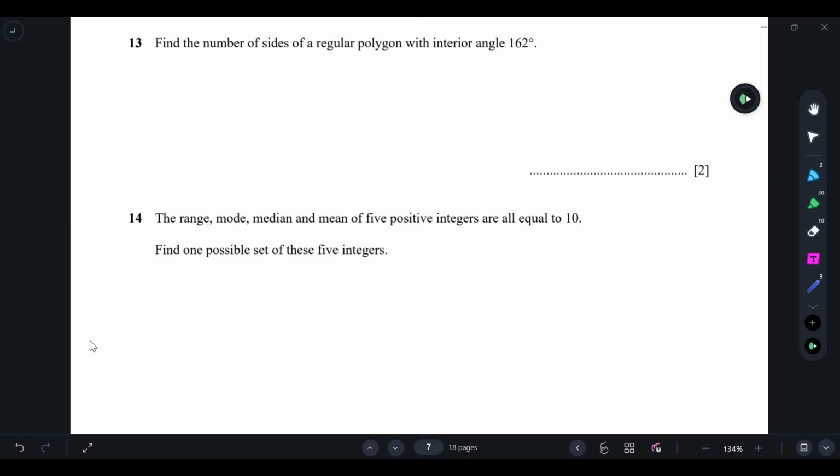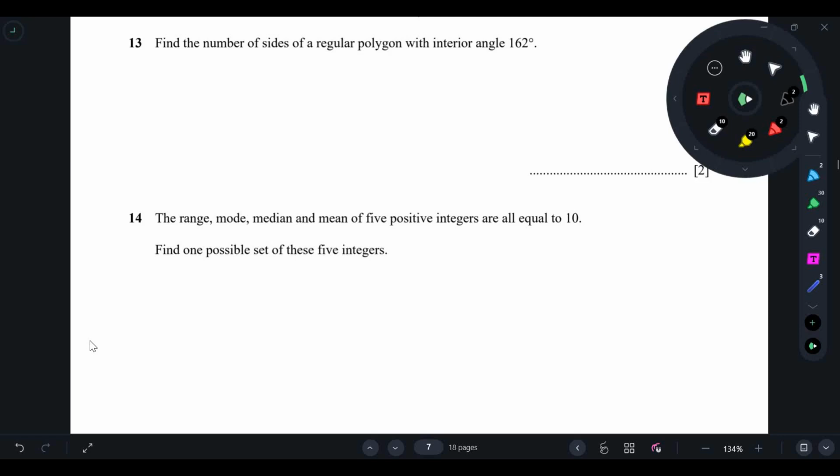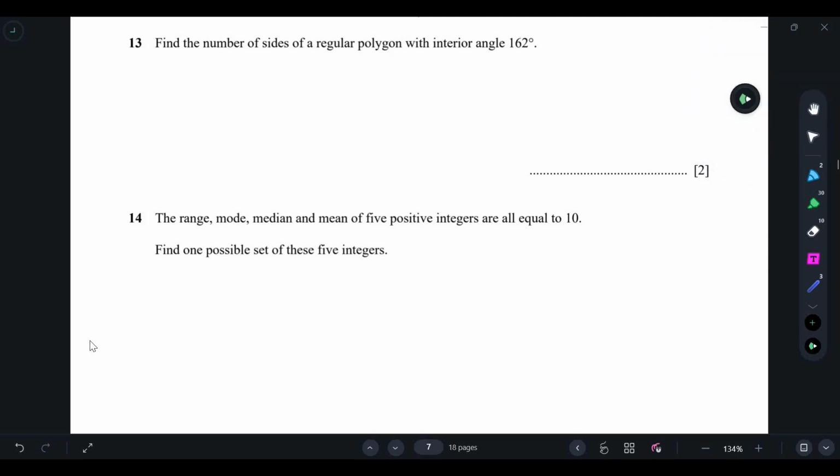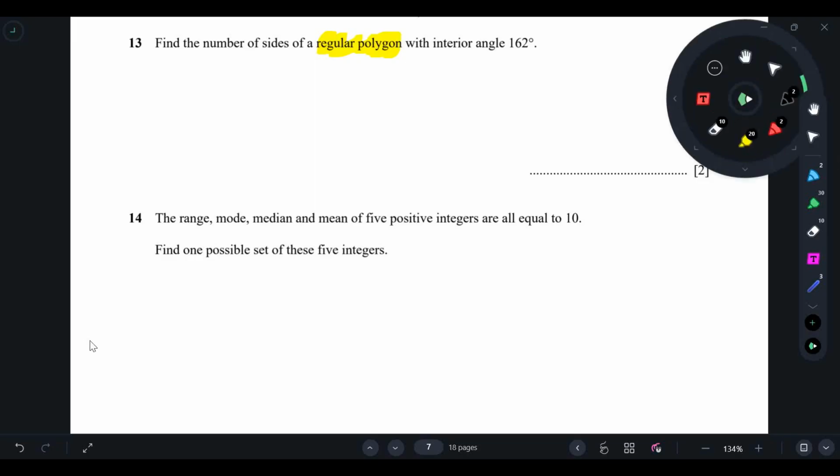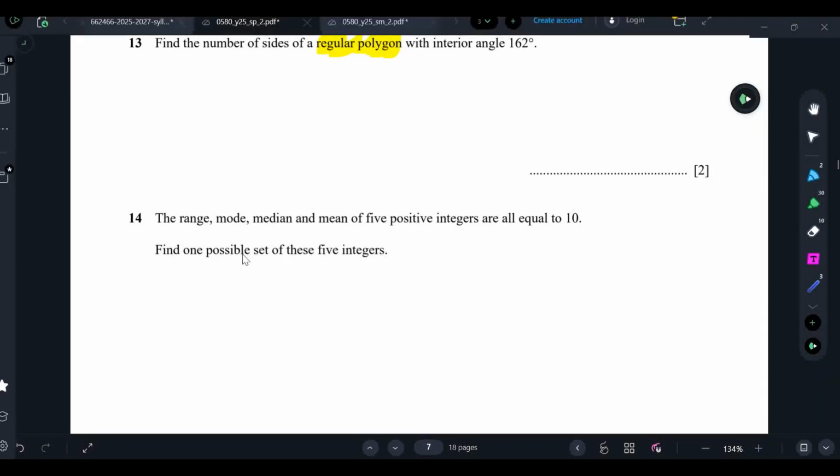Question number 13. Find the number of sides of a regular polygon. These are the key terms we need to understand. What does a regular polygon mean? A regular polygon means one which has equal sides. All the sides are the same.